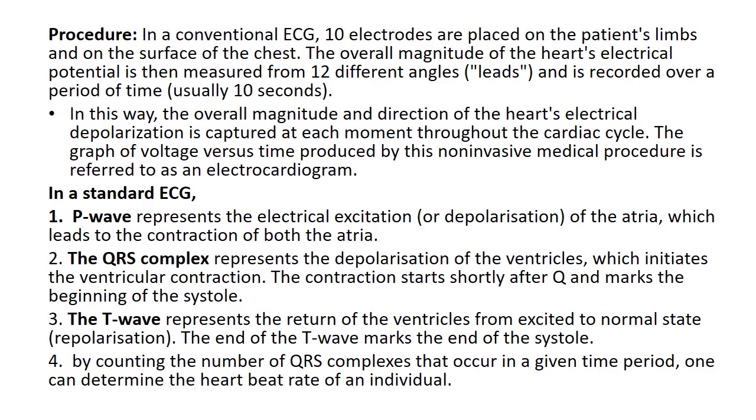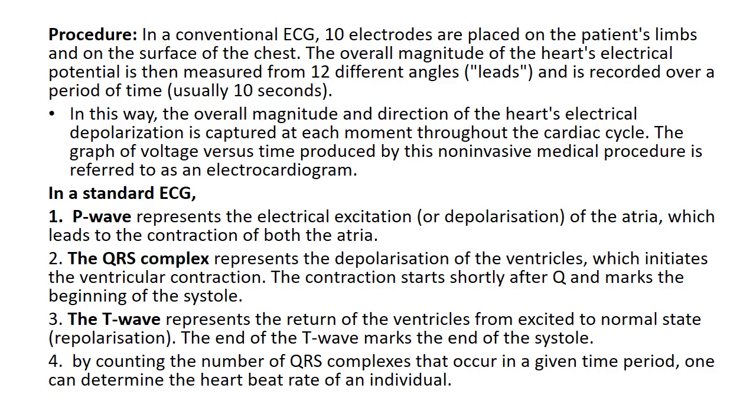Now in a standard ECG there are a few waves, that is the P wave, QRS complex and T wave. The P wave represents the electrical excitation, that is depolarization of the atria, which leads to contraction of both atria. The QRS complex represents depolarization of the ventricles, which initiates the ventricular contraction. The contraction starts shortly after the Q wave and marks the beginning of the systole. The T wave represents the return of the ventricle from excited to normal state, that is called repolarization. The end of the T wave marks the end of the systole.